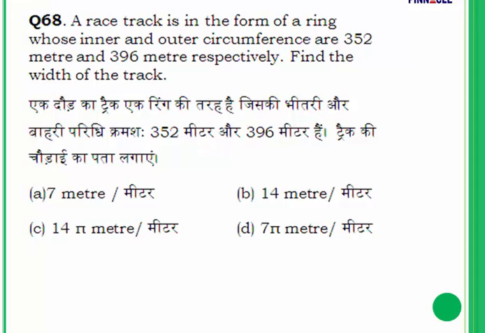A race track is in the form of a ring whose inner and outer circumference are 352 meter and 396 meter respectively. Find the width of the track. We have to find the width of the track.